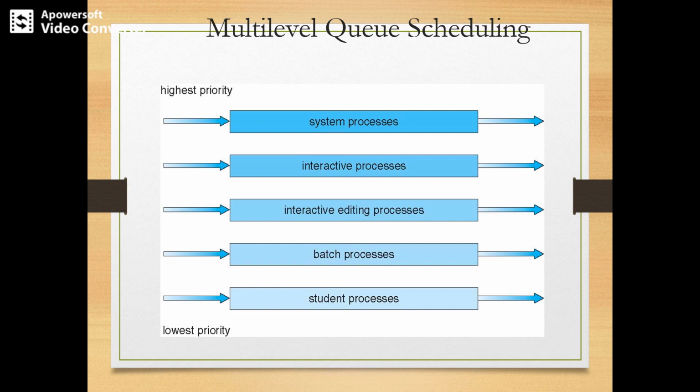Each queue has absolute priority over lower priority queues. The first, highest priority is the system process, and the lowest one is the student process. No process in the batch queue, for example, could run unless the queues for system processes, interactive processes, and interactive editing processes are empty. So if system process and interactive process queues are empty, only then can the batch process run. In that priority order, this multi-level queue scheduling works.